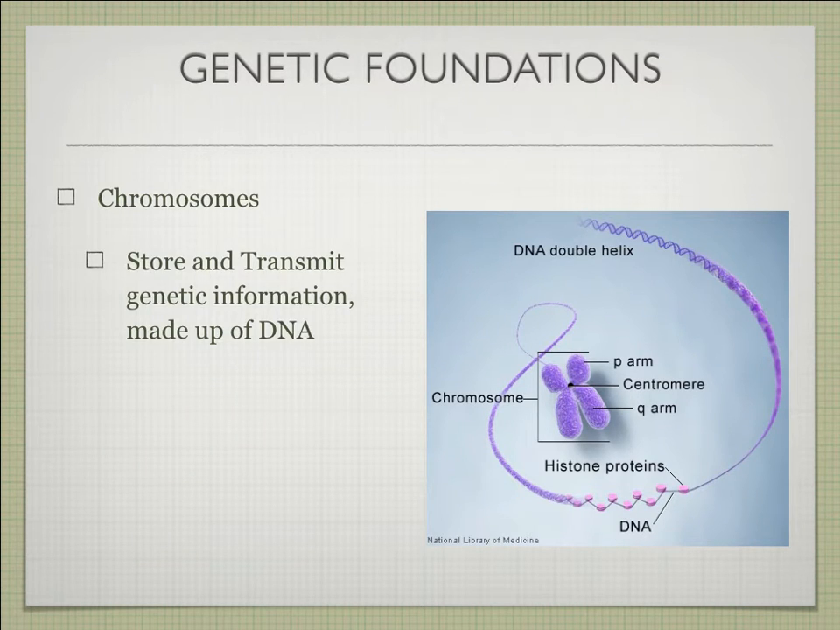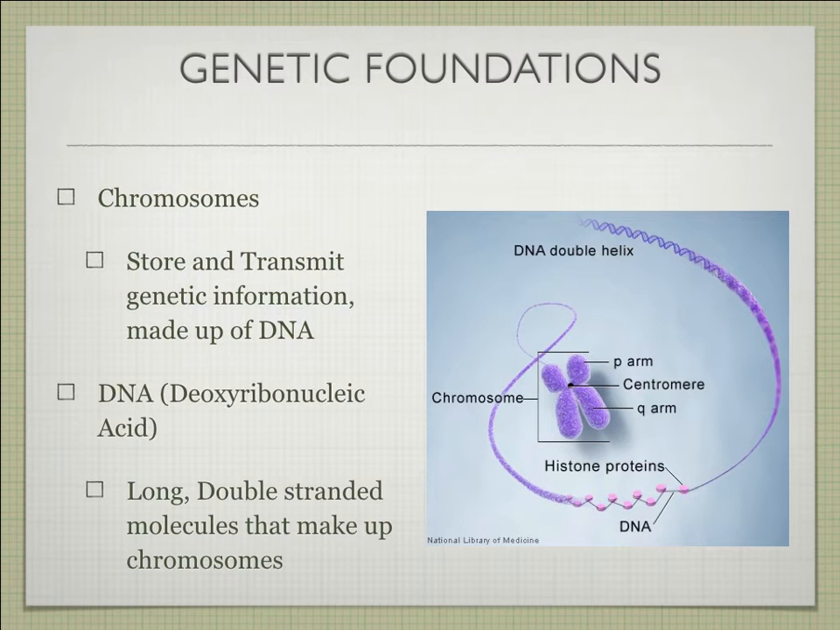So chromosomes store and transmit genetic information, and chromosomes are made up of DNA. Here we have a nice little image that shows this little X-shaped thing in the center is a chromosome, and you can see how it's taken apart to show the DNA, and then further taken apart to show the double helix of the DNA. And DNA are those long double-stranded, double helix molecules that make up chromosomes. We'll talk about these a little bit more later on, and you'll see some images of them in the video on epigenetics.